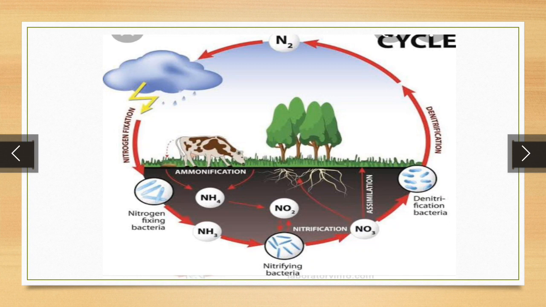You can see here this cycle. It's called the nitrogen cycle. It shows how nitrogen is converted from one form to another. You can see here denitrifying bacteria, nitrifying bacteria, and how nitrogen will be fixed by bacteria in soil.